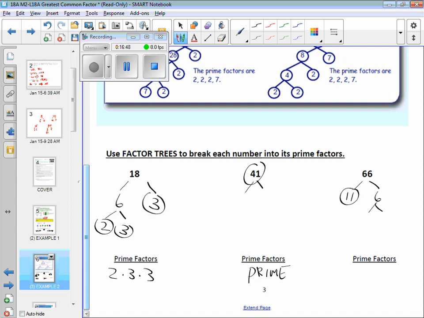Alex, break down 6. 2 and 3. Which one's prime, if not both, if not either? Circle them both. We're done. Prime factors of 66 are 2 times 3 times 11. Note, again, 2 is a prime number, 3 is a prime number, so is 11. So you've broken down 66 to its prime factors.